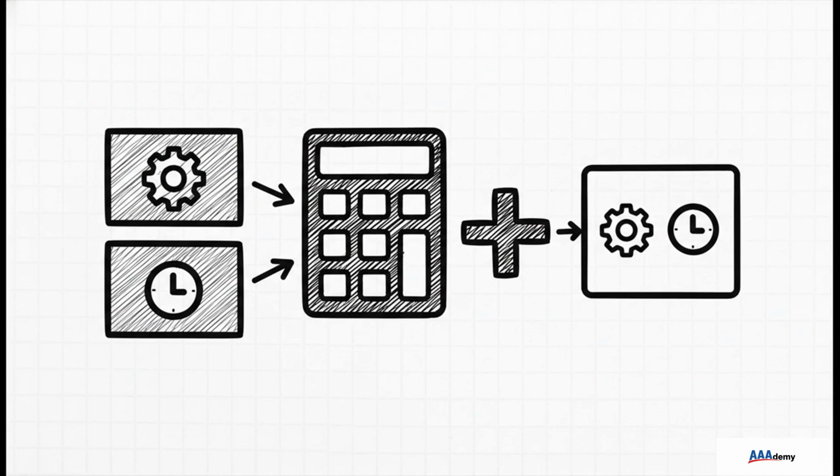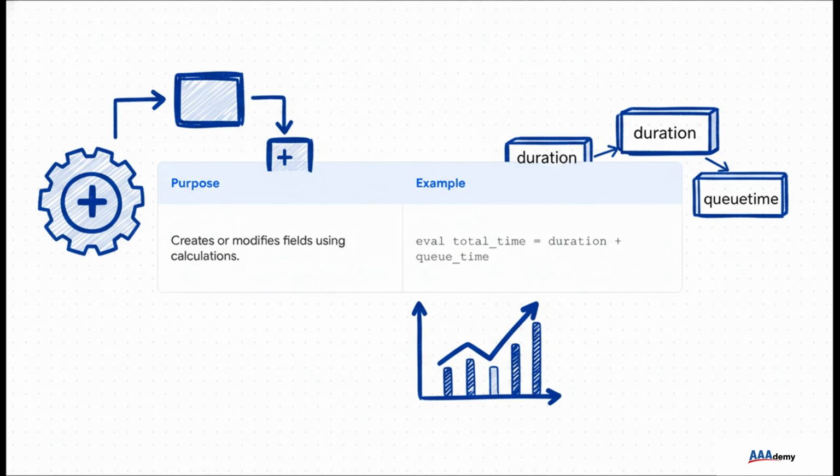Okay, let's talk about the calculator in your toolkit, the eval command. This is how you start doing math and really manipulating your data. With eval, you can literally create brand new fields right in the middle of your search. Like here, if you've got a duration field and a queue time field, you can just add them together to create a new total time field. It's absolutely essential for any kind of data manipulation.